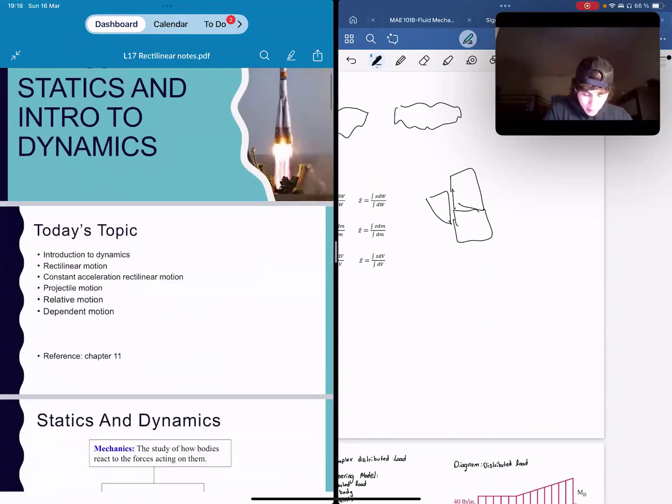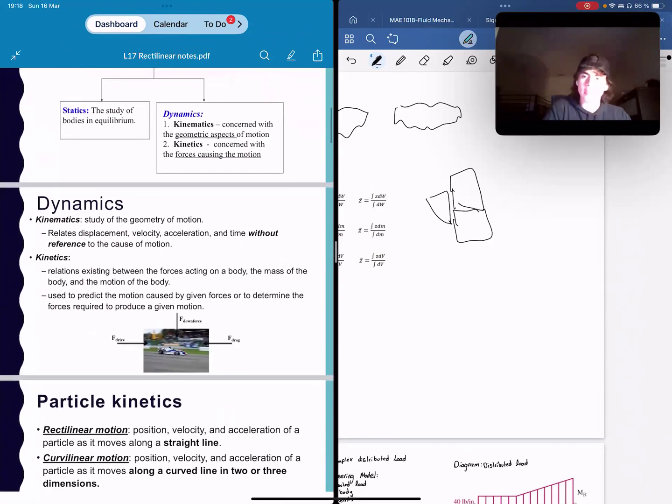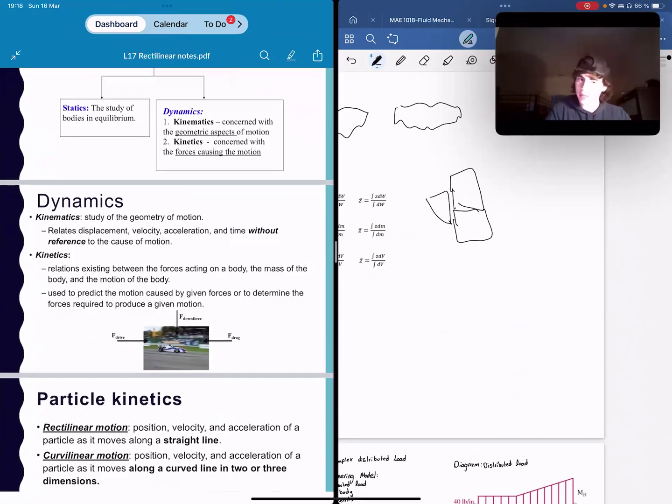But then we also have kinetics, and this is the first time I think I'm seeing this type of kinetics. I saw it in the past, but not like I see it right now. Kinetics is also concerned with the forces causing motion, right? So we have forces and the sum of the forces equals the mass times the acceleration. And we're interested in that acceleration, right? So that would be kinetics.